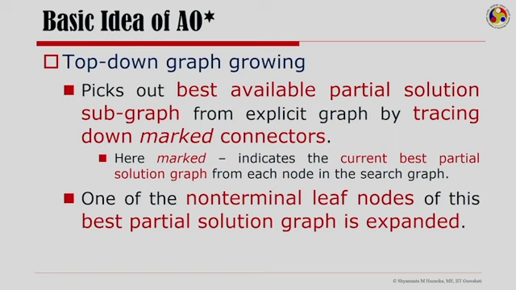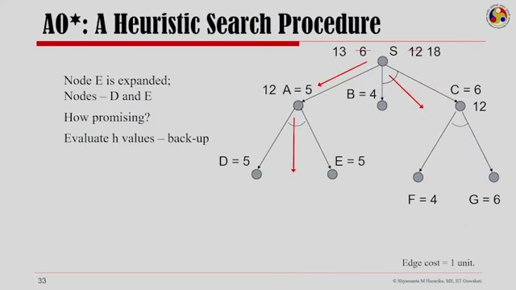One of the non-terminal leaf nodes of this best partial solution is expanded, and the cost is assigned to its successors. Now, let us look at the other portion of the algorithm, which is the bottom up cost revising and solve labeling portion of the algorithm. So, we continue where we left off, that is, we are right now looking at this particular path, and we have node D and E.